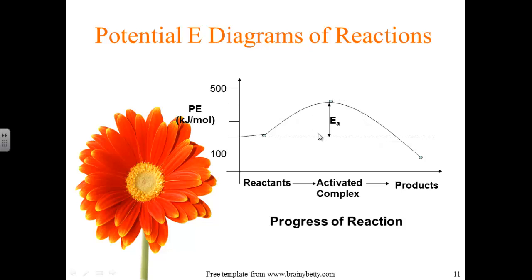Remember that this activation energy is almost like the hurdle that the molecules have to jump over before they can react. The reactants started here at 200. They need to be up here at 400 before they can react. And then the products end up being lower than where the reactants started because this is an exothermic reaction, so we have to have energy released. So between 100 and 200, there's 100 kilojoules per mole of energy released by the products.